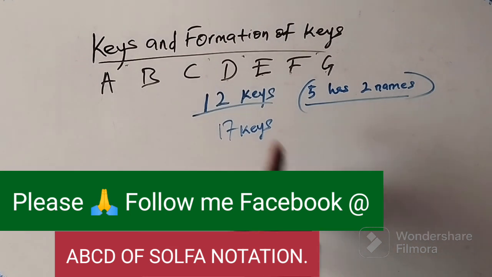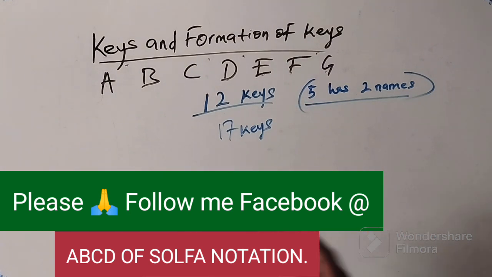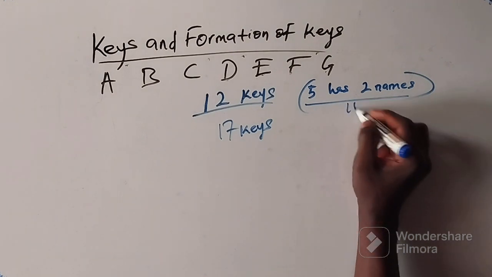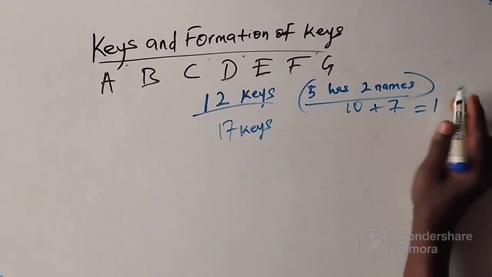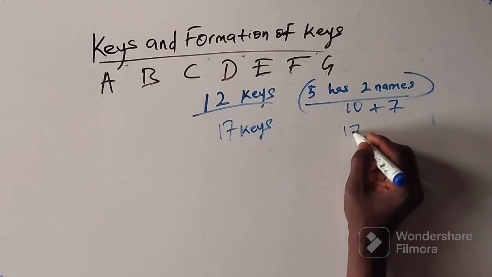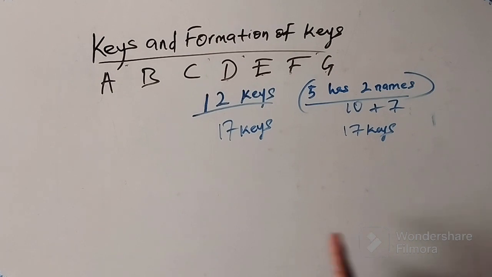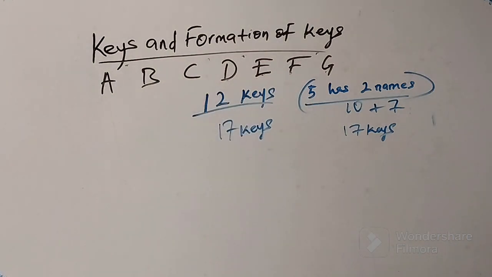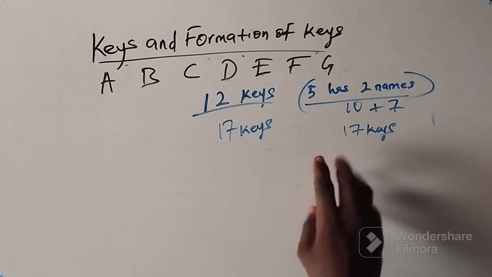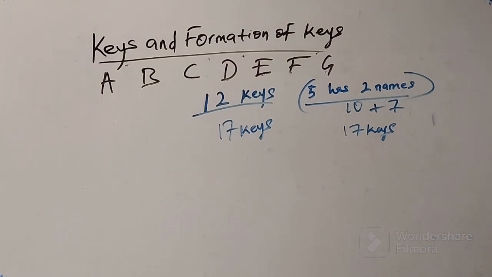As we go on, you understand why I say 5 of them have two names, making a total number of 10. And 10 plus the 7 we have here is 17. It equals 17 keys. But that doesn't mean we have 17 keys. Naturally, what we have is only 12 keys: 7 natural keys and the sharp and flat 5 keys. But the 5 of them have two names. So that is the introduction to it.